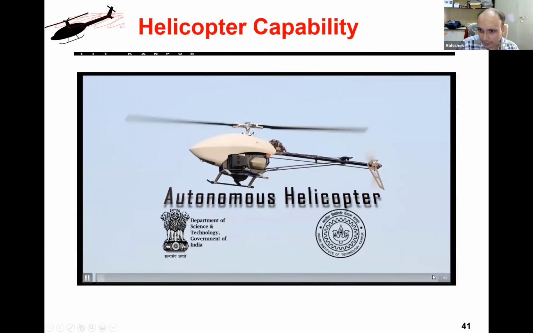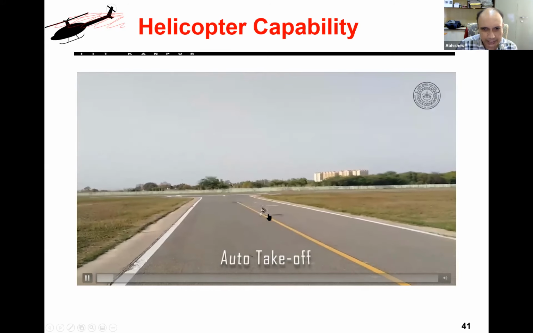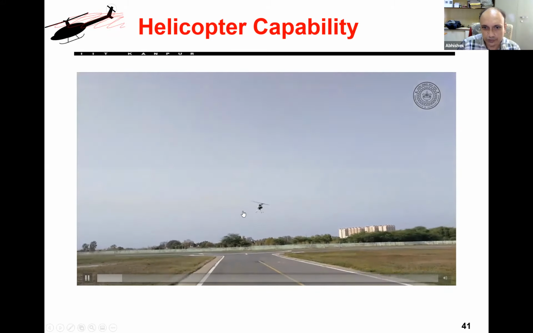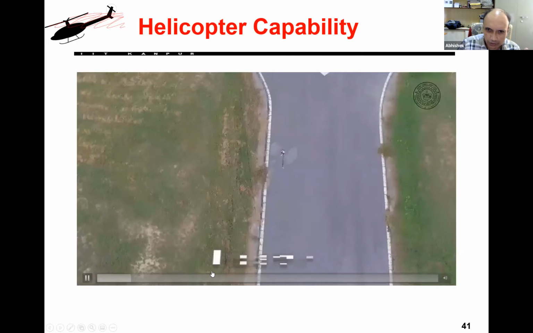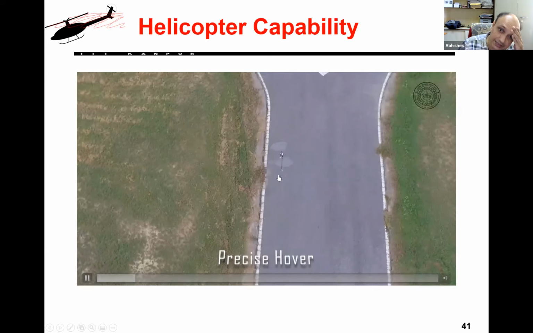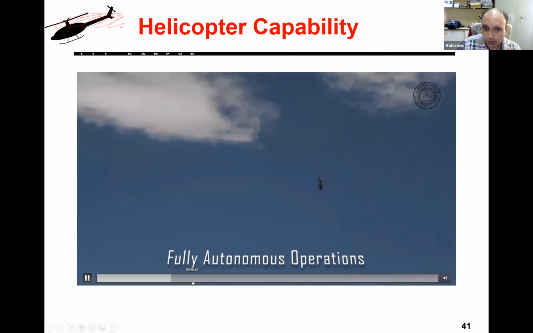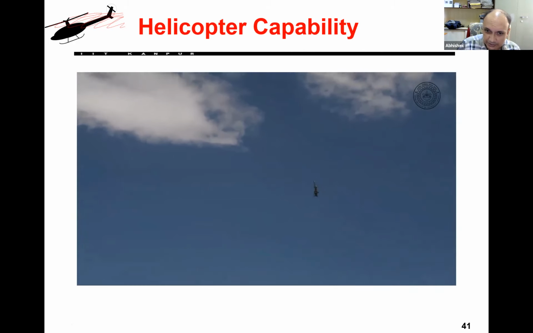This is our unmanned helicopter, which we have been developing for quite some time. It's now close to being a product. This is a slightly older video where we showcase various features of this unmanned helicopter. It can do auto takeoff, auto landing. It can hover very precisely. It can do autonomous waypoint navigation, where you set the parameters and it flies on its own.